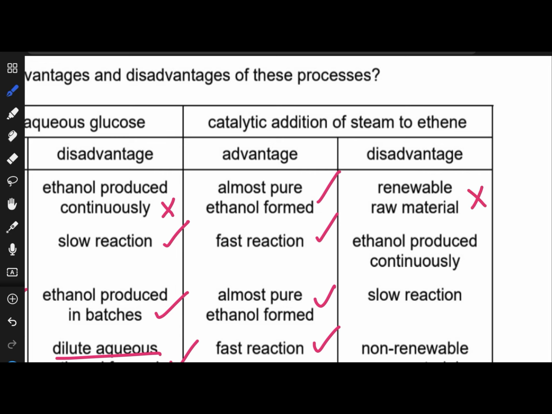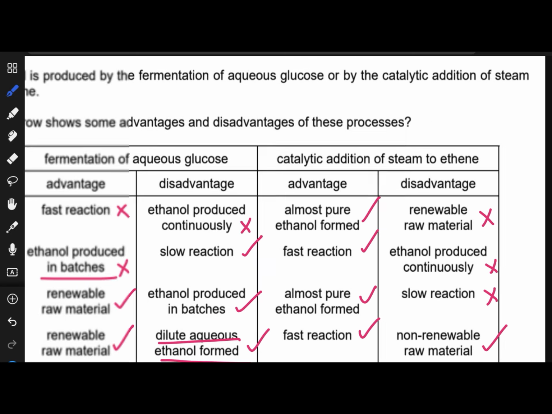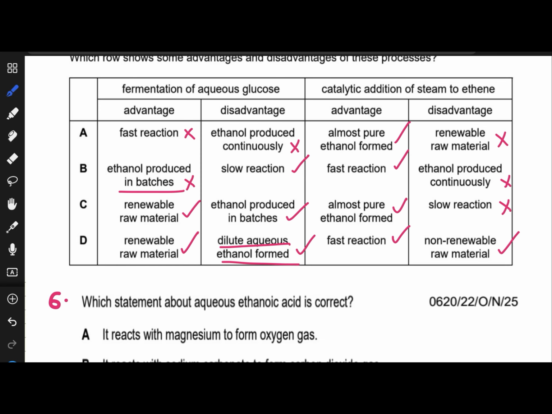Ethanol is produced continuously. Yes, the ethanol is produced continuously, but it makes the process fast, so it cannot be considered as a disadvantage. This is wrong. It is a slow reaction. This is wrong again because the addition reaction is a very fast reaction. Non-renewable raw material is used. Yes, that is true. So the right answer here is D.